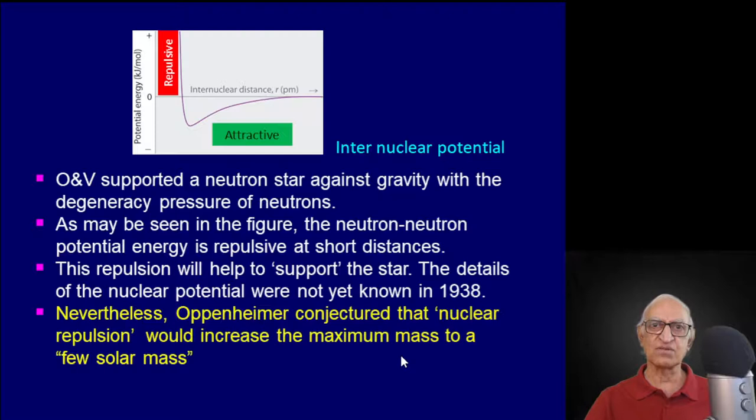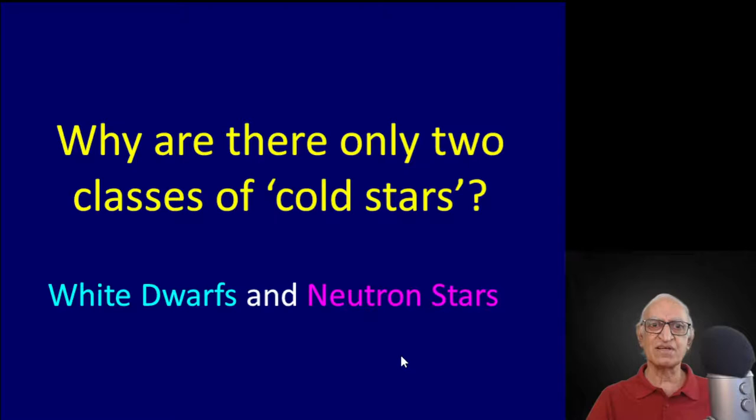Now, before we proceed, let us ask the interesting question. If you look at the figure that I showed earlier, there were mass versus central density. There were two branches of stable stars. One was the white dwarf, in green, with a maximum mass of 1.4 solar mass. One was the stable branch of neutron stars with a maximum mass of 0.7 solar mass with some uncertainty. Why are there only two kinds of cold stars? What do I mean by cold stars?